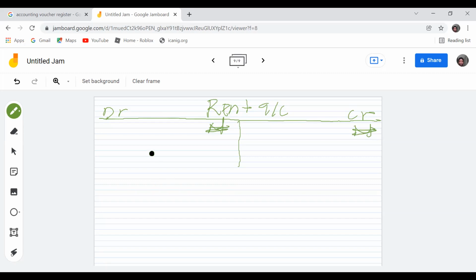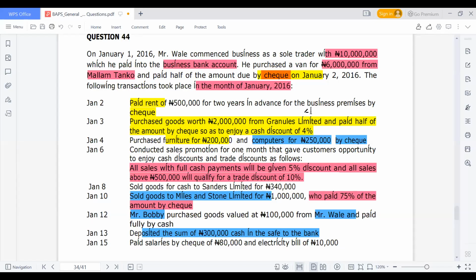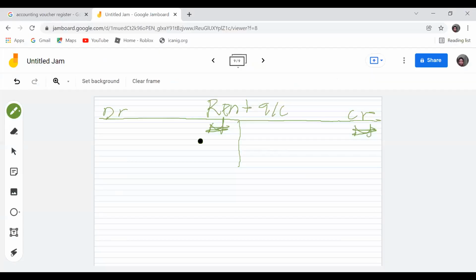So how do you make the payment? That's another thing that we need to look at. He paid a rent of 500 for 2 years by check. So that was on the second as well.